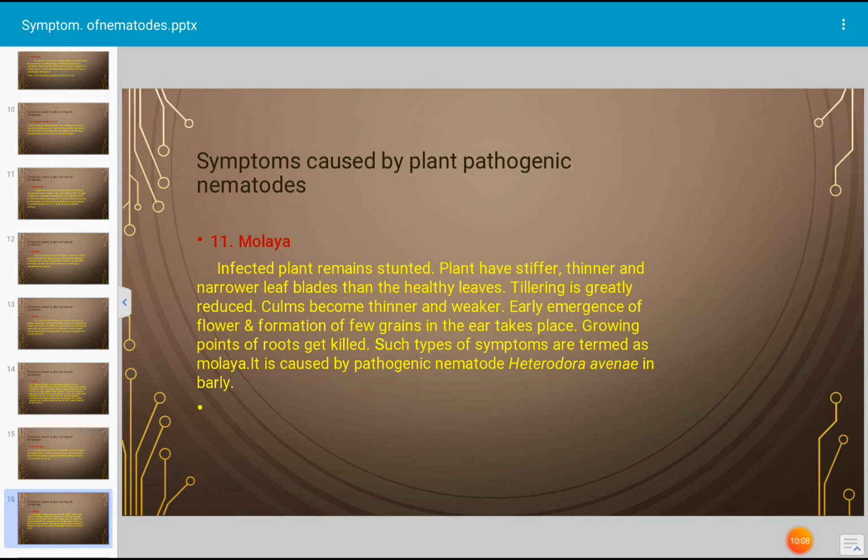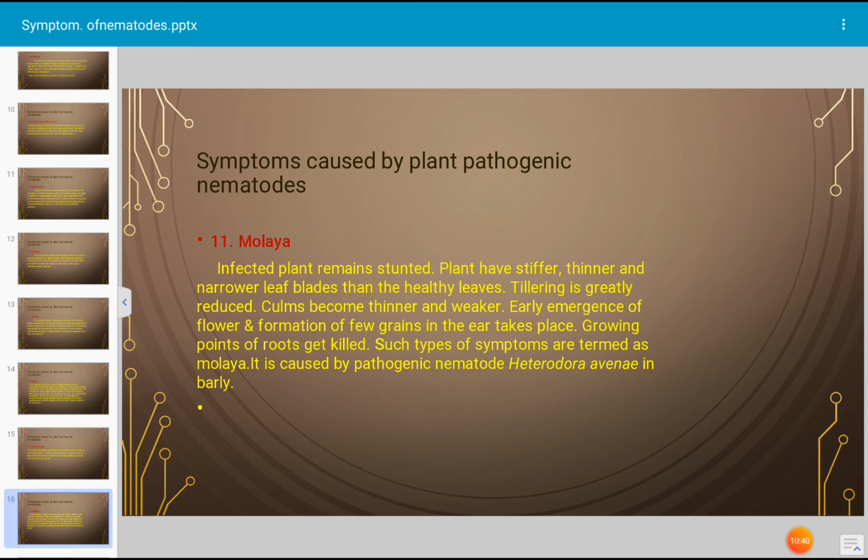Okay, next, another type of symptom which is caused by nematodal pathogen in the plant is Molya. Infected plants remain stunted in this case, and plants have stiffer, thinner and narrower leaf blades than the healthy leaves, and tillering is greatly reduced. Clumps become thinner and weaker. Early emergence of flower and formation of few grains in the ear takes place. Growing points of roots get killed. Such symptoms are termed as Molya. It is caused by a pathogenic nematode, Heterodera avenae in barley.